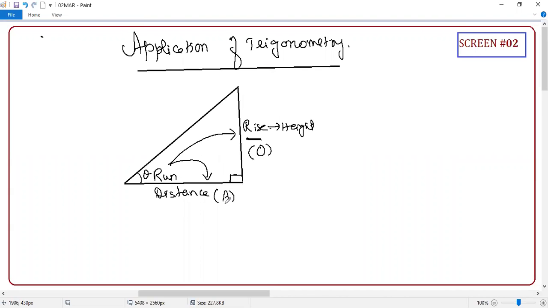So which ratio of theta will relate them? Only opposite and adjacent, it does not relate to your hypotenuse. Tan theta. Correct or not? Tan theta is opposite by adjacent.